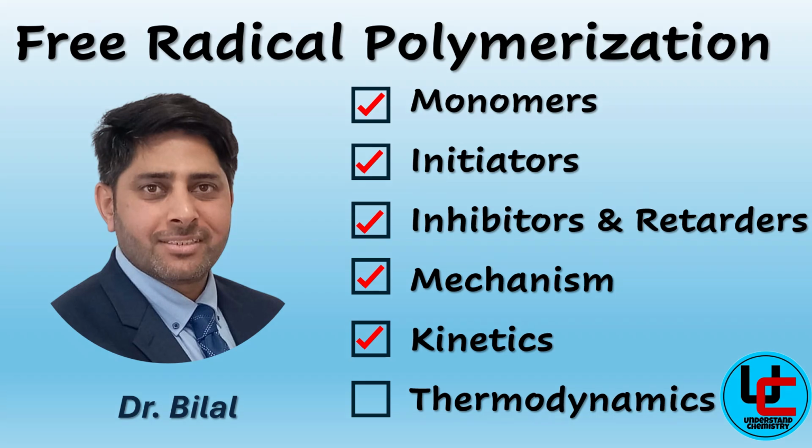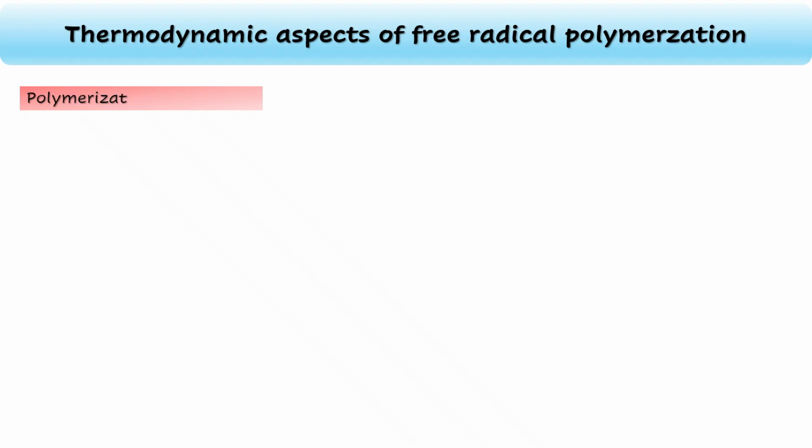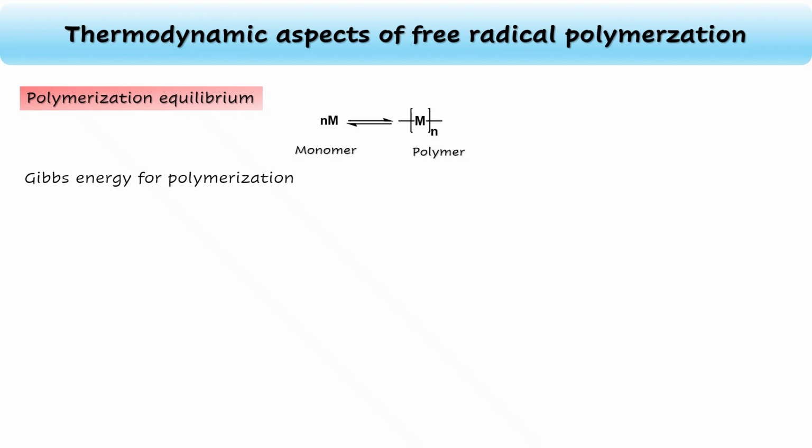This is Dr. Bilal with my fifth video of the series Free Radical Polymerization. In this video, we will understand the thermodynamic principles behind free radical polymerization. At its core, polymerization is a chemical equilibrium process where monomers are combined to form a polymer. This transformation is governed by the Gibbs Free Energy change, which tells us whether the reaction is thermodynamically favorable.